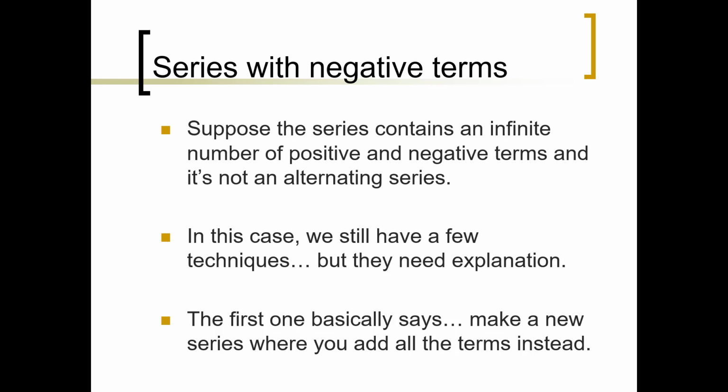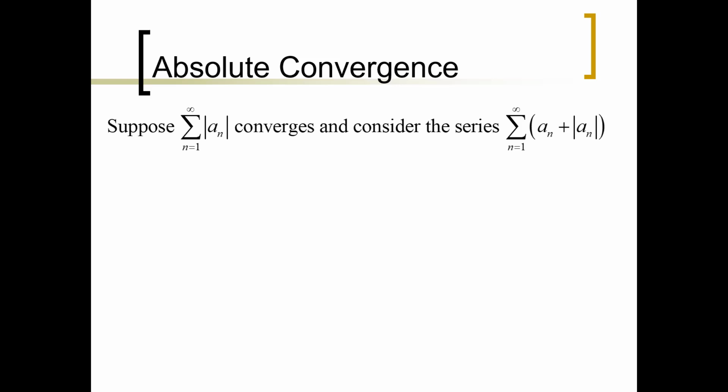The first one basically says, just take the series that you have and pretend that all the terms instead are being added, and consider whether that series converges or not. So let's suppose that we have a series whose absolute value of the terms converges. This is basically the original series, but where I take every term and just make sure it's positive and add them up instead. And consider the new series where you take the old terms plus the absolute value of that same term.